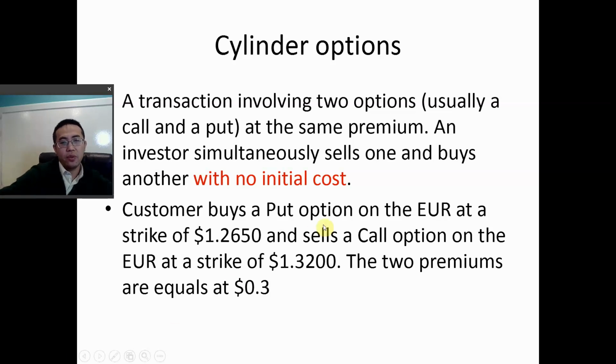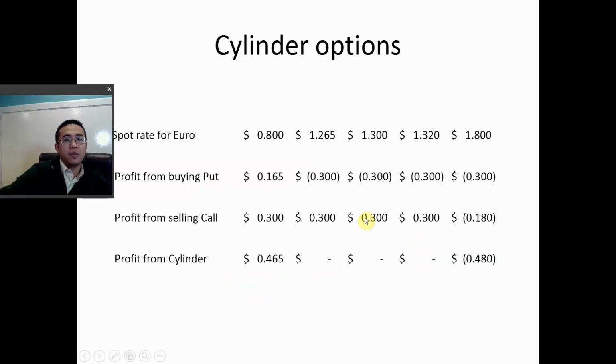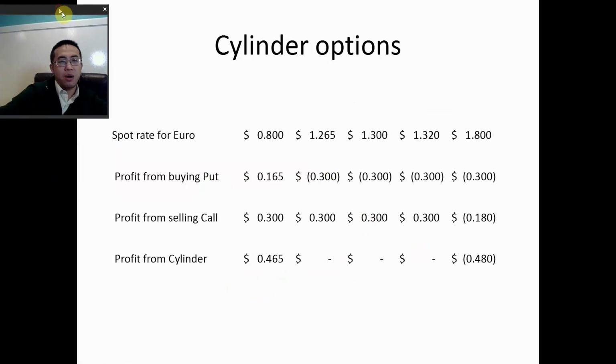Let's say we have two options. You buy a put option on a euro at a strike of 1.2650, and then you sell a call option on the euro at a strike of 1.3200. Those are at the same premium. So initially you don't have any cost concern or profit from the premium. So here is the possible spot rate. It could go very low or go very high. So if the spot rate stays the same, there's no cost for you.